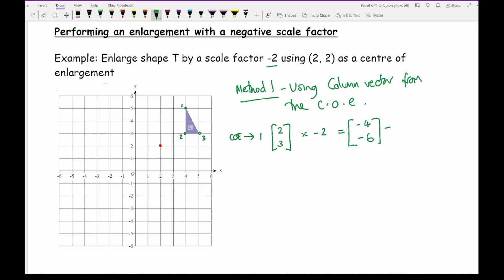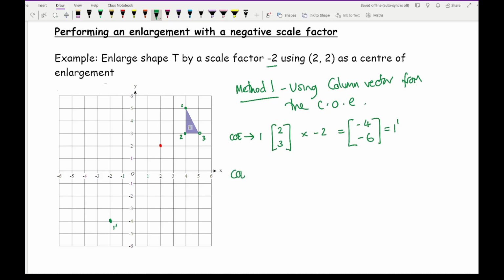And that's going to equal my 1 dash. So starting at the centre of enlargement, if I go to the left 4 squares, so 3, 4, and then down 6 squares, so 2, 4, 6, this is where my new number 1 is going to be.